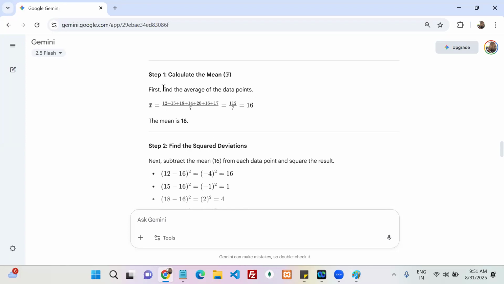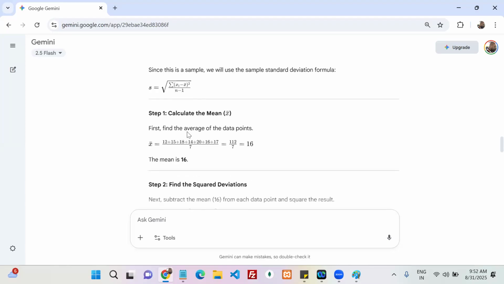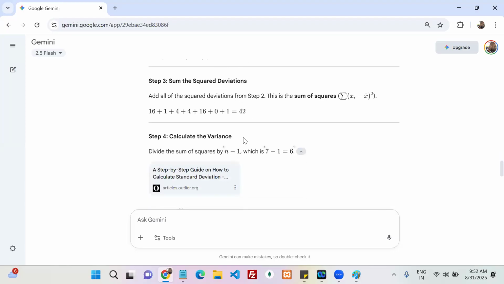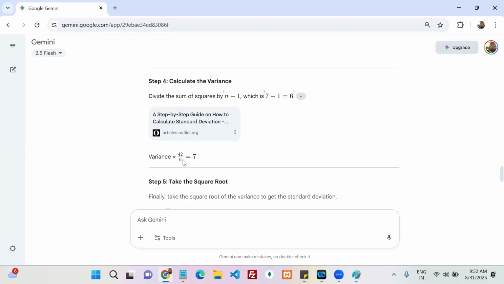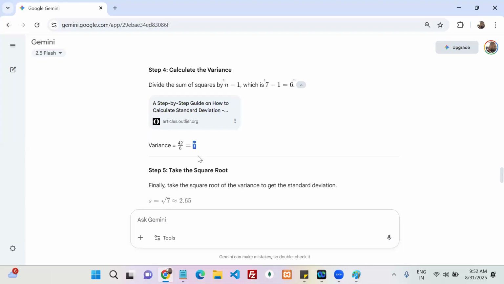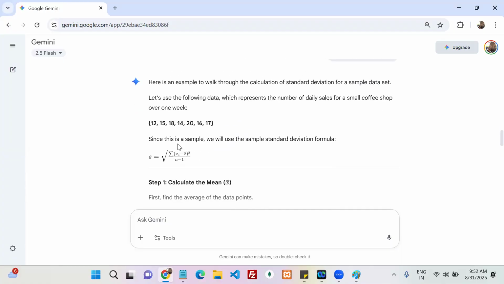Finally, n is the total number of members, and you take n minus 1. Here, n minus 1 is 6, right? So the final divisor is 6. The formula is the square root of sigma of (xi minus x bar) squared, by n minus 1, where xi are the values and x bar is your mean. So finally you get this value.